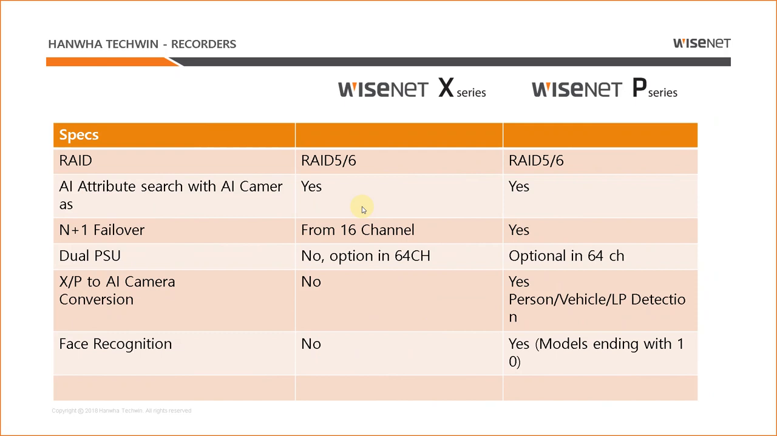It has a RAID 5 option, RAID 6 option. It supports our AI cameras. It has failover from 16 channel onwards. It supports a dual power supply as an option, which is good for most projects. Futuristic projects, projects which you are designing, or maybe a customer has worked with the Hanwha team to focus more on artificial intelligence. In that case, there is a chance the customer will have a P series NVR.